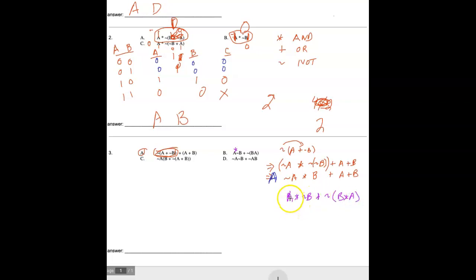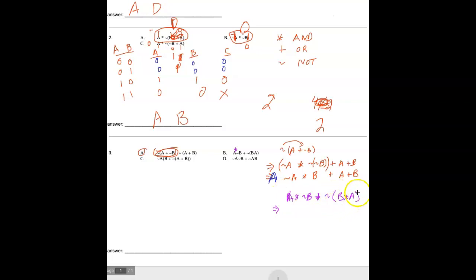So be careful with this, because this is tricky if you were to try to simplify this further using Boolean algebra identities. Here's why. This is a plus here. So I just took B and rewrote it in a way. This right here is a situation where you have to use De Morgan's law.